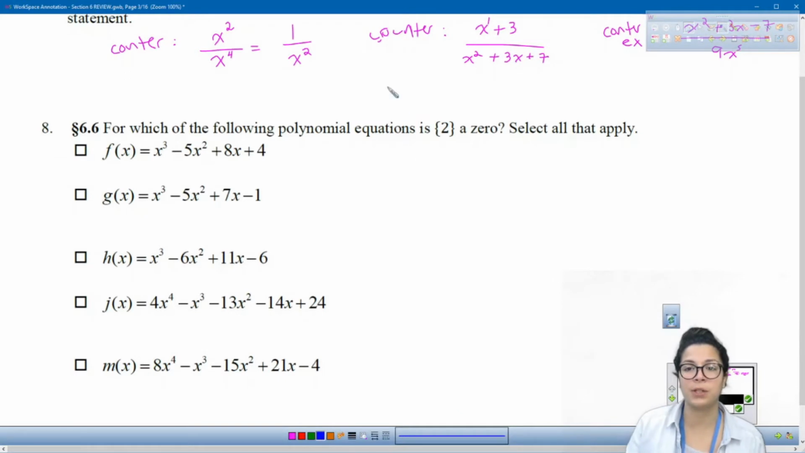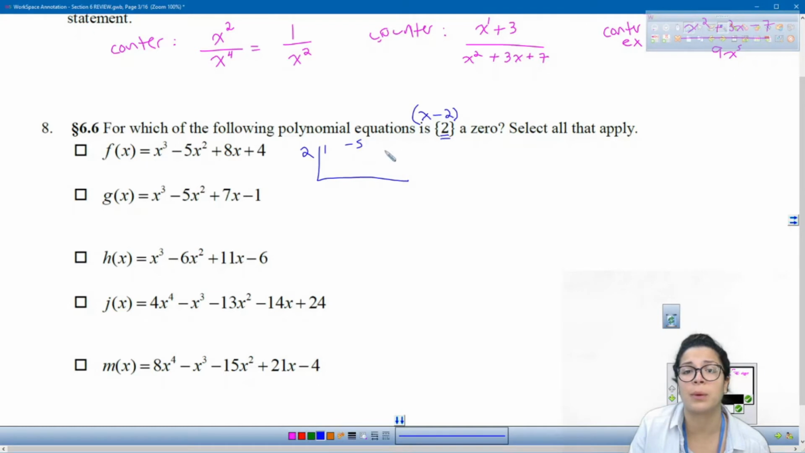On number 8, it says, which of these polynomials has 2 as a 0? Okay, so what you want to do is you want to do this 2 ways. You could either do synthetic division or you could plug it in, right? We could either do synthetic division by checking if x minus 2 would be the factor. If I divide this by x minus 2, is the remainder going to be 0? So you could check it that way. 2 times 1 is 2, add, we get negative 3, multiply negative 6, add, we get 2, multiply, we get positive 4, add, we get 8. So no, it doesn't work for the first one.